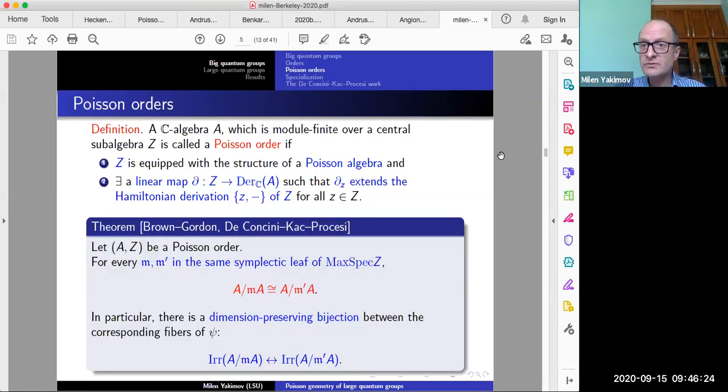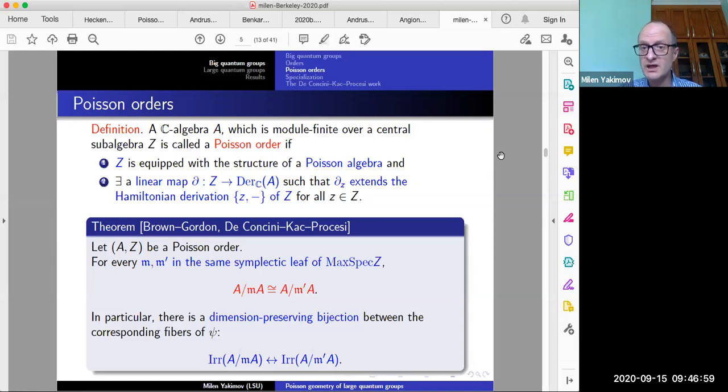And a theorem that was proved in a very special case by De Concini-Kac-Procesi, and later Brown and Gordon gave a proof in full generality, is the following. If you have one of these Poisson orders, and if you pick 2 points that are in the same symplectic leaf of the spectrum of Z, and then you look at the corresponding central quotients, remember these are the algebras that govern the fibers of Z, the algebras are actually going to be isomorphic to each other.